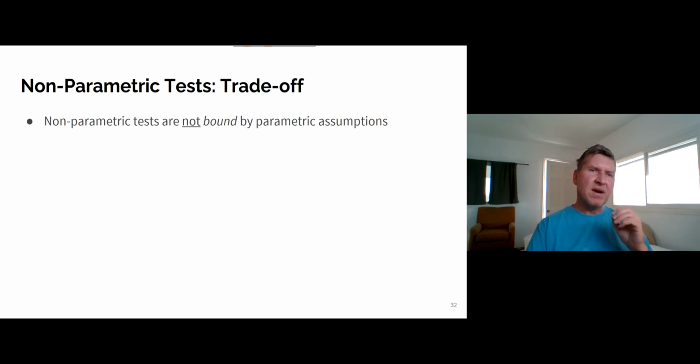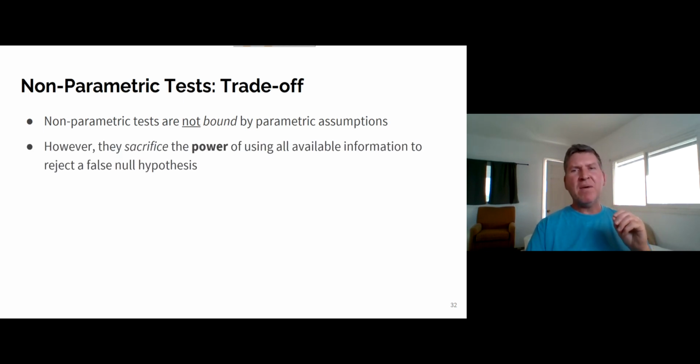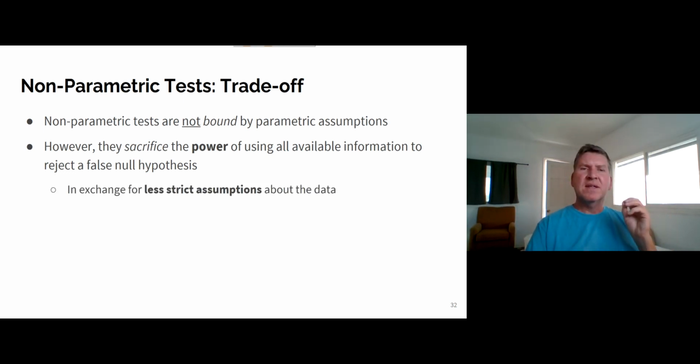So there's a trade-off. There's no parametric assumption. So we're not assuming equal variance, a normal distribution, and so on. But we sacrifice power, a bunch of information that can give us more confidence about rejecting a false null. In exchange for less strict assumptions about the data, we lose that power.